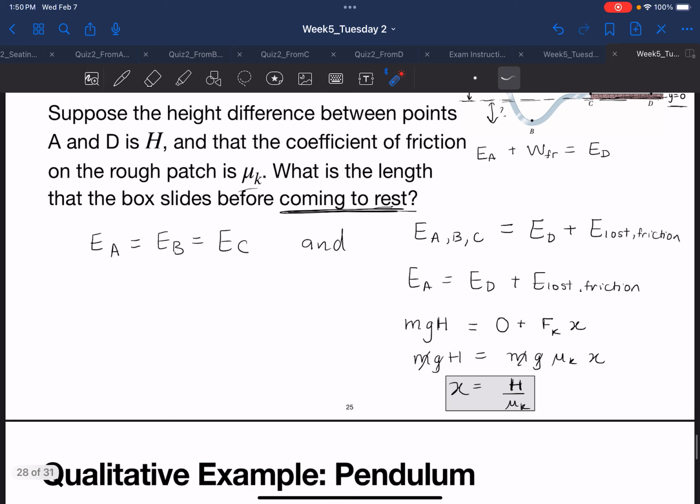All right, then we're being asked how far it slides, so we want to solve for x here. So we see that the mass and acceleration due to gravity cancel out, and solving for x, we get h over μ_k.